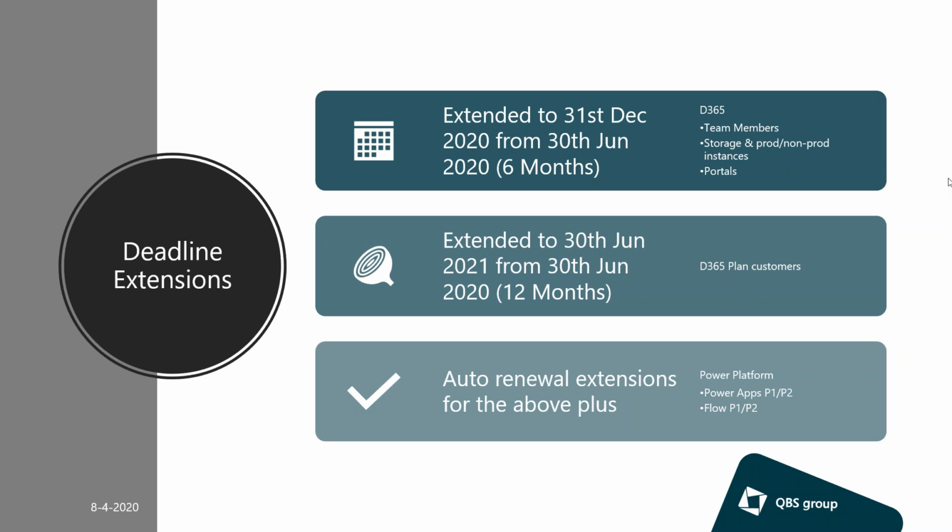So finally, partners are advised to work with their customers to create that transition plan. The only other thing to note here is that the above SKUs will auto-renew on CSP and WebDirect up until the 31st of December 2020, as will Power Apps Plan 1 and Plan 2, and Flow Plan 1 and Plan 2. So that's all that I have from this month.